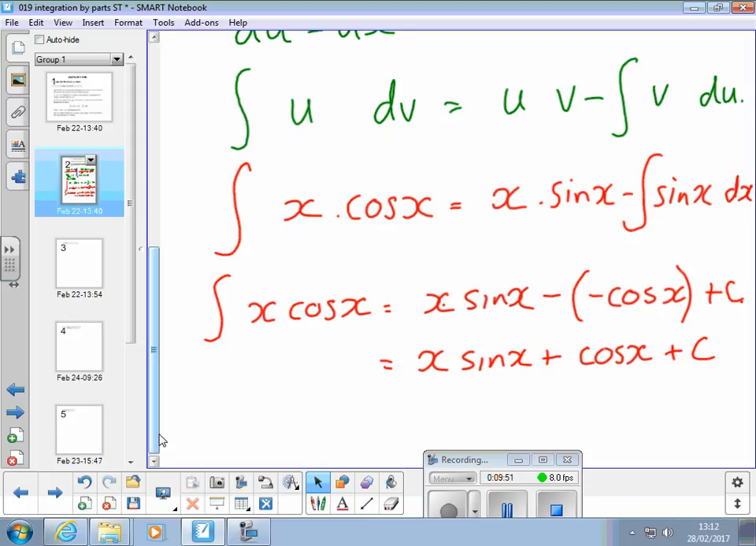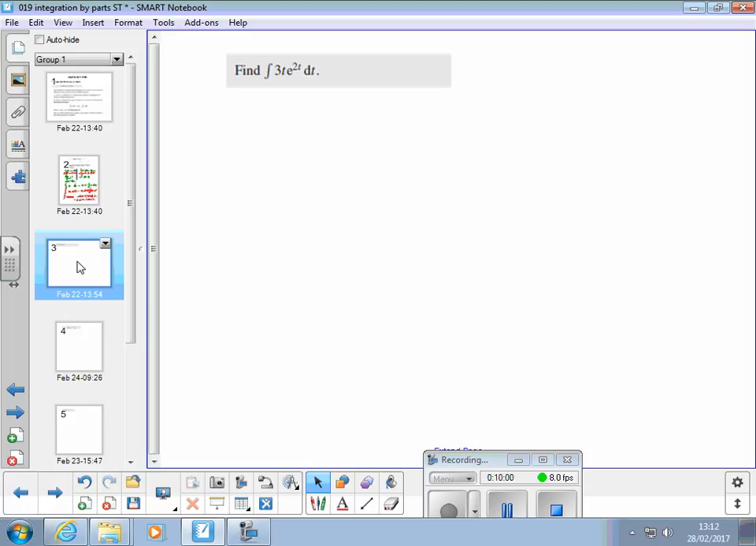Read through that method and how it works. Right, on the next page, there's an example. Find the integral of 3t times e to the 2t. Separate the 3t and the e to the 2t, and have a go at doing that.